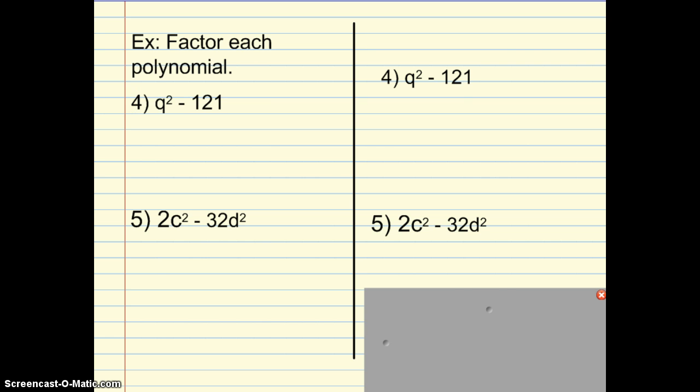Okay, last we're going to look at some difference of squares, and q squared minus 121. We're subtracting, and this is a perfect square and this is a perfect square. So our square root of q squared is just q. Our square root of 121 is 11. And so what we're going to do with this is we'll have q plus 11 and q minus 11.